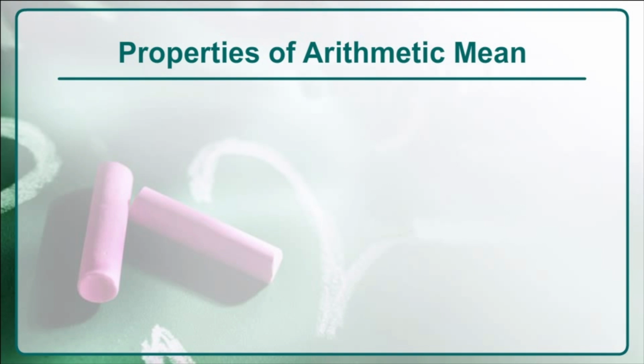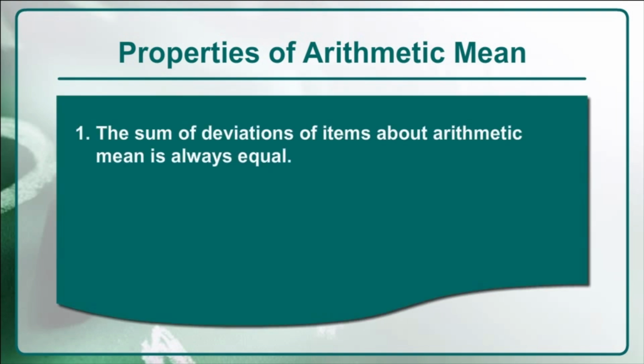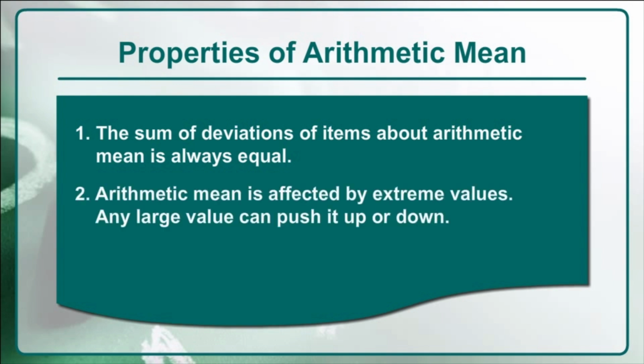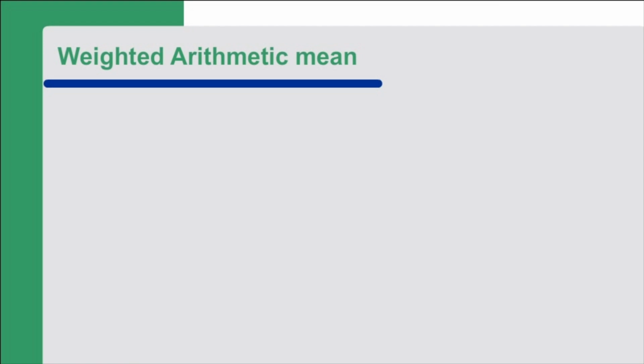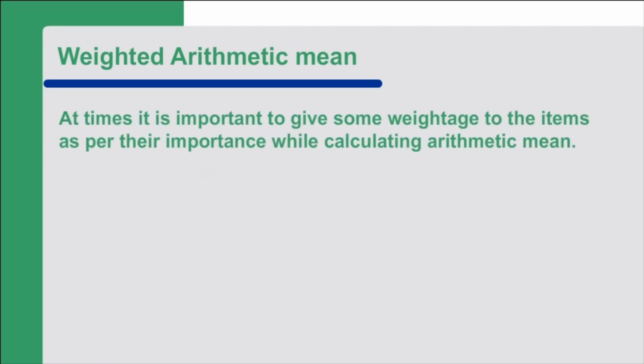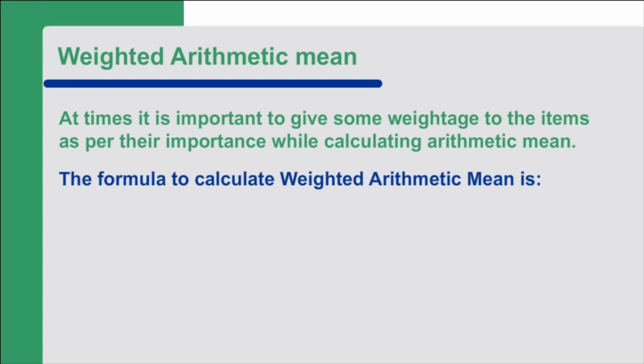Properties of arithmetic mean. 1. The sum of deviations of items about the arithmetic mean is always equal to zero. 2. Arithmetic mean is affected by extreme values. Any large value can push it up or down. Weighted arithmetic mean. At times, it is important to give some weightage to the items as per their importance while calculating arithmetic mean. The formula to calculate weighted arithmetic mean is summation wx upon summation w.